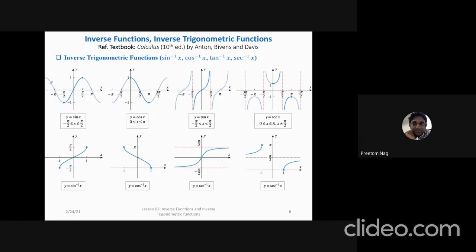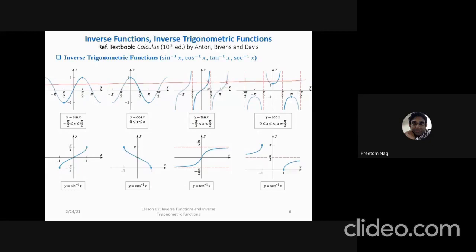So if it is periodic, sin x, cos x, tan x, cosec x, if you draw a horizontal line, they will never pass this test. Right? They will never pass this test. For tan x, you can see the line cuts at more than one point. Okay, they will never pass the horizontal line test.